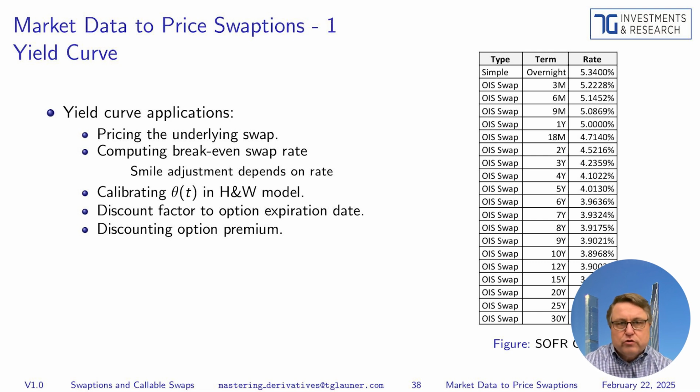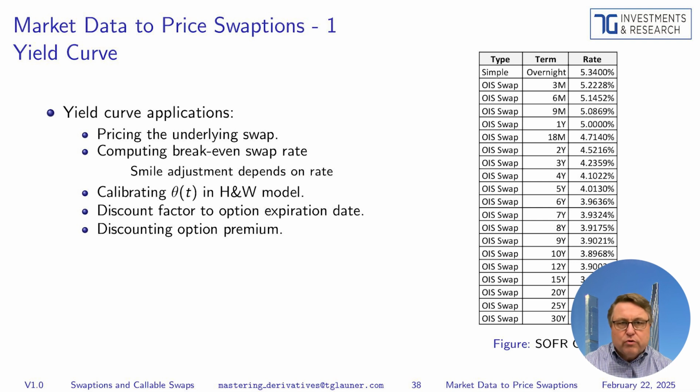3, the yield curve is input into calibration of the drift, as the Hull and White model needs to be able to replicate the no volatility discount factors. 4, the model formula requires the discount factor to option expiration. And lastly, the option premium that is paid to the dealer needs to be discounted to today for P&L purposes. Sometimes this premium is paid at the option expiration, which is possibly a few years away.